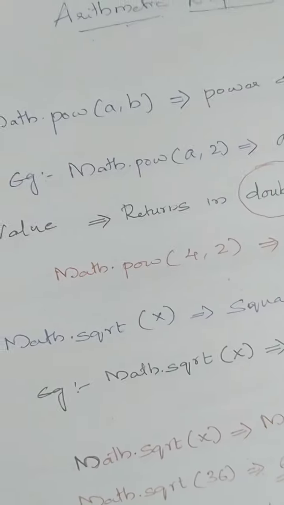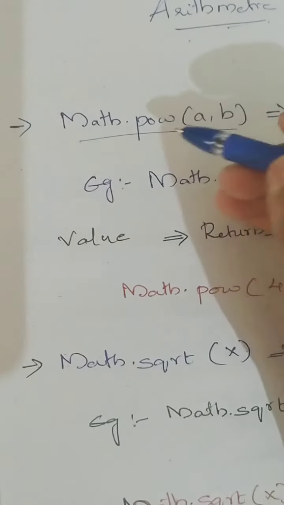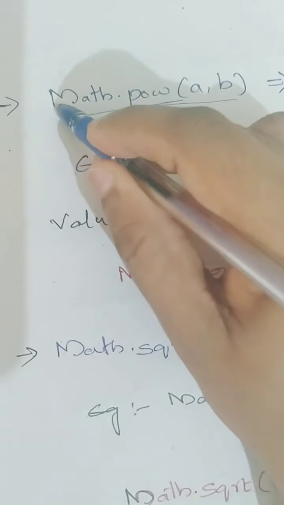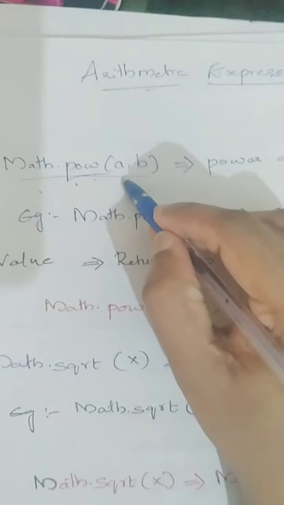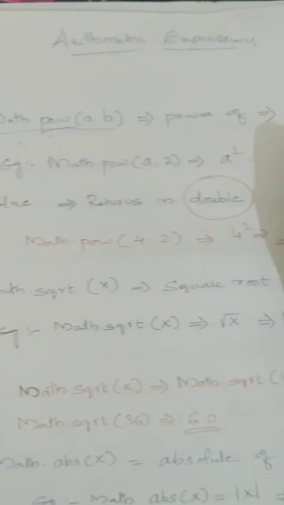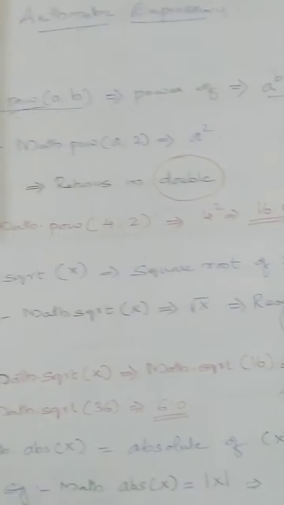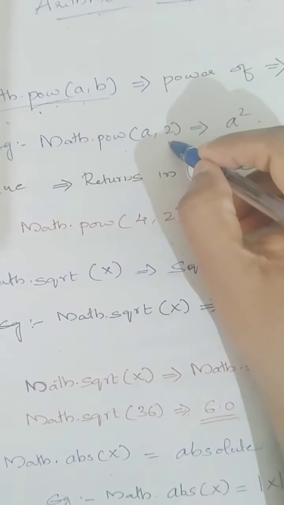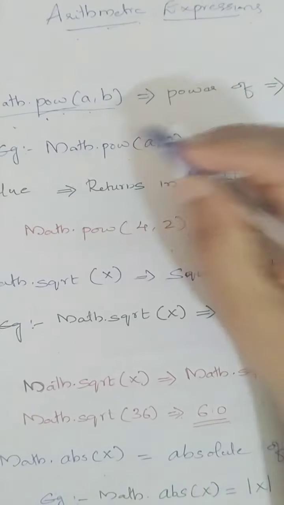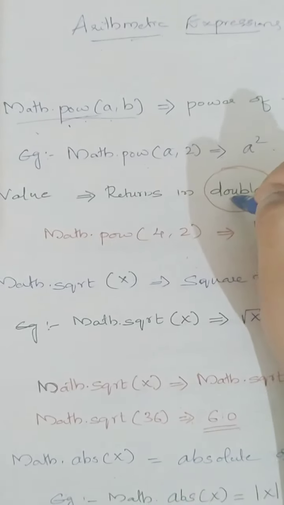First one is Math dot pow of a comma b. The M is in capital letter, and everything else is in small letter. This is used to get the power of numbers, such that Math dot pow of a comma b is equal to a raised to b. That is, Math dot pow of a comma 2 is equal to a square. It returns the value in double data type.